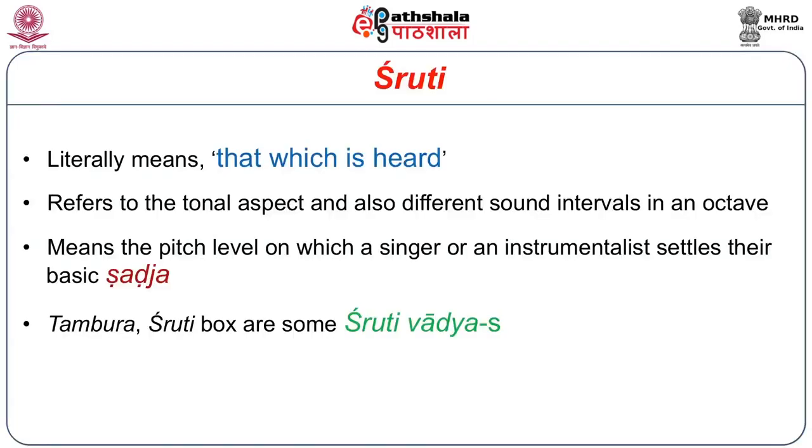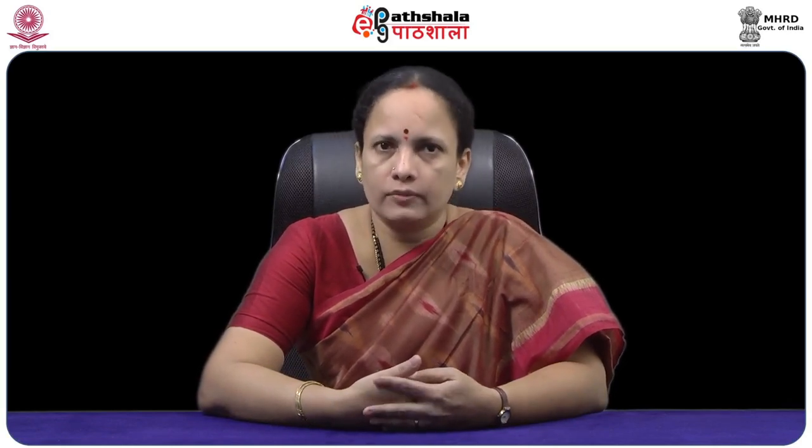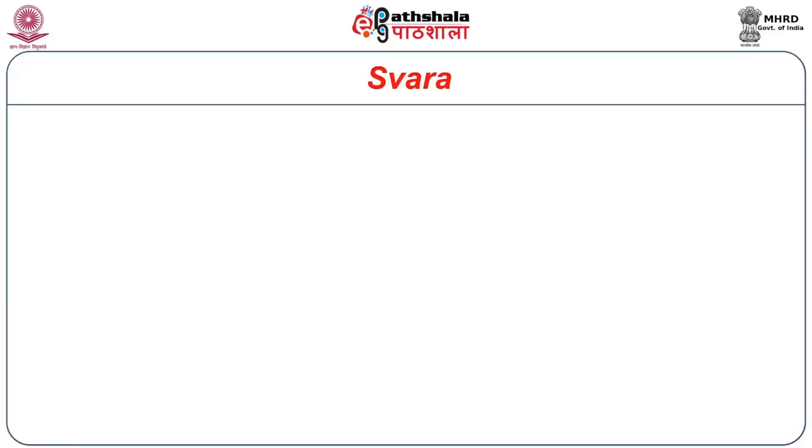So, in general, we say that Shruti is an important component, and it supports the singer or an instrumentalist throughout a performance, for which we have special instruments called the Shruti Vadyas or the drone instruments. The tambura, as we will have a brief description about it in the module on instruments, this is an electronic version of the tambura, and other things are the Shruti box or the electronic Shruti box, digital Shruti box and digital tambura. These are all called the Shruti Vadyas.